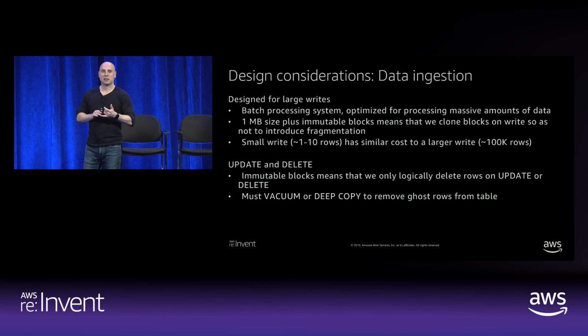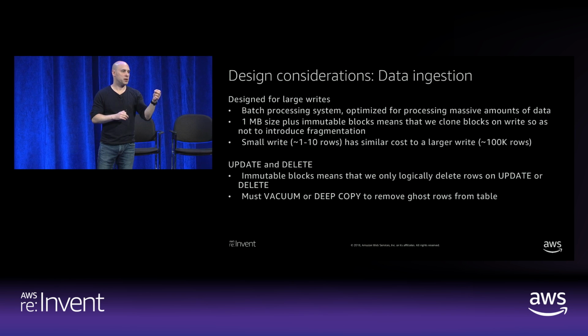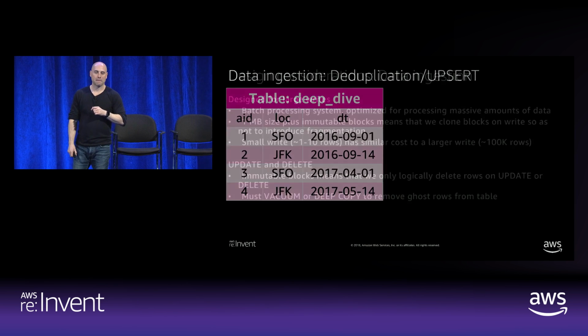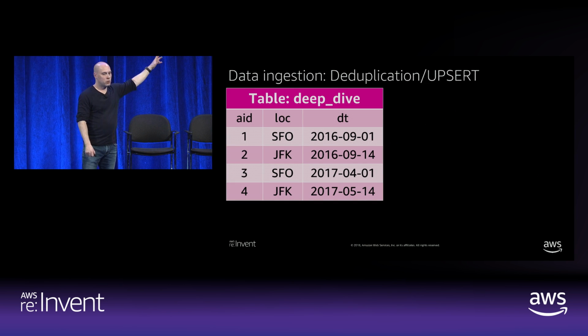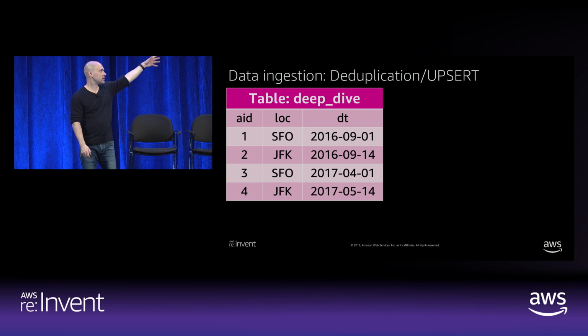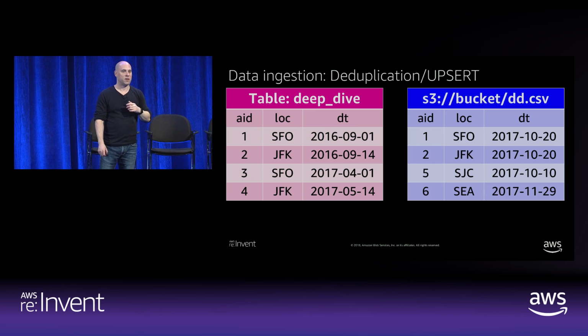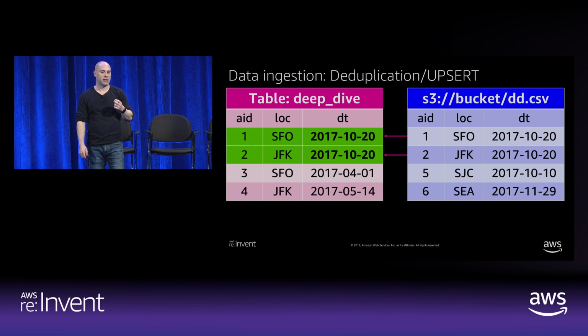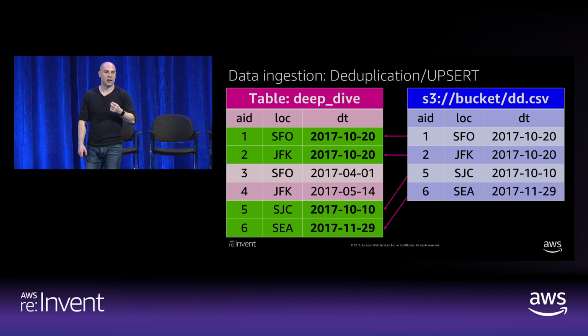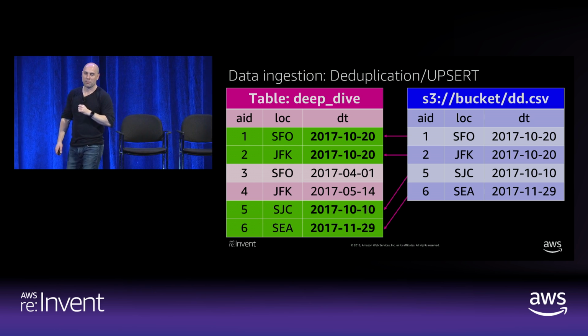A word about updates and deletes. Deletes simply mark rows for deletion. They don't actually remove the rows. Updates mark a row for deletion and reinsert it at the end of the table. This is also one of the frequently asked questions that I get: how do I do dedupe logic or upserts in Redshift? Say, for example, we have that table we've been working with, this deep dive table, and I had a CSV file that I wanted to ingest. This CSV file has data in it that's going to update 2 of the rows here, and it's going to add 2 additional rows to that table. How do we do this?